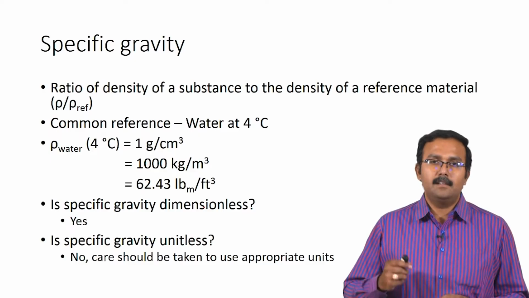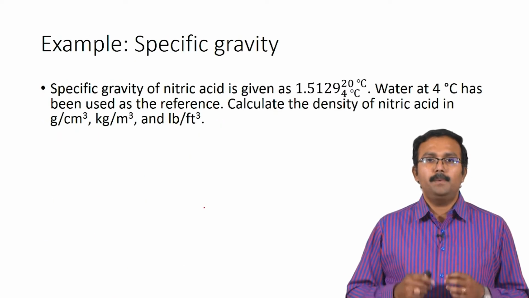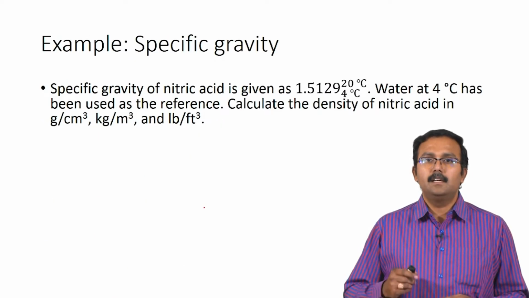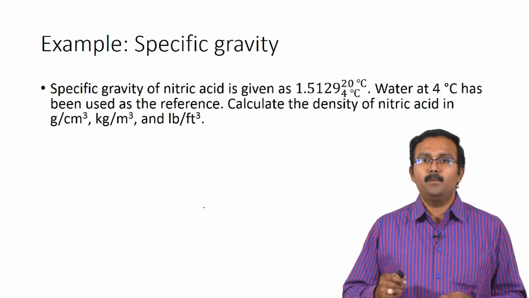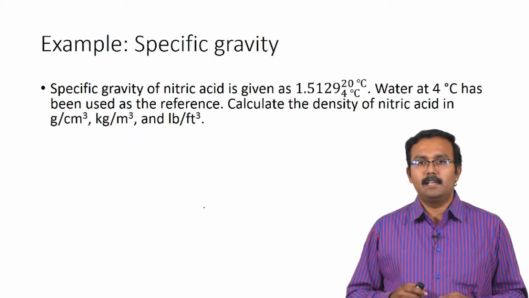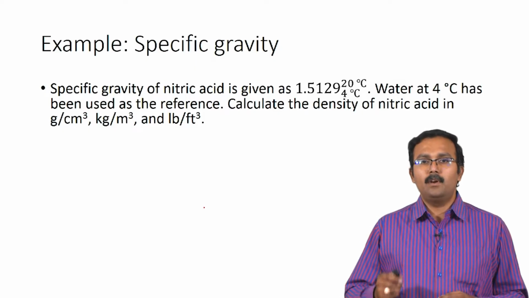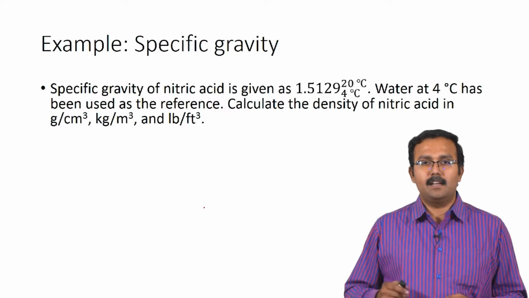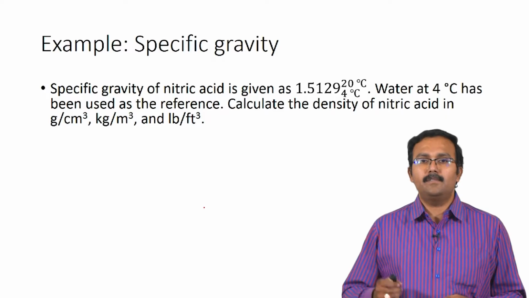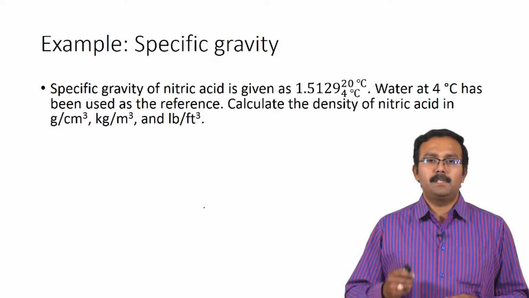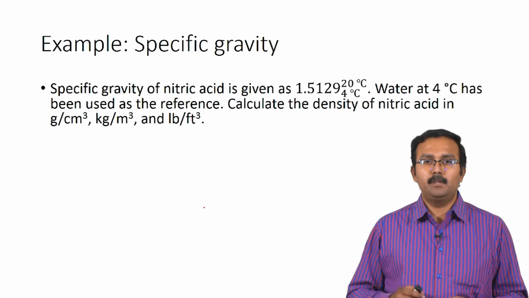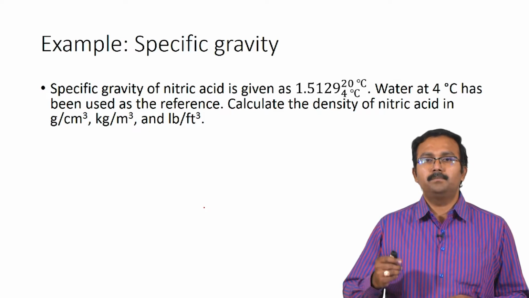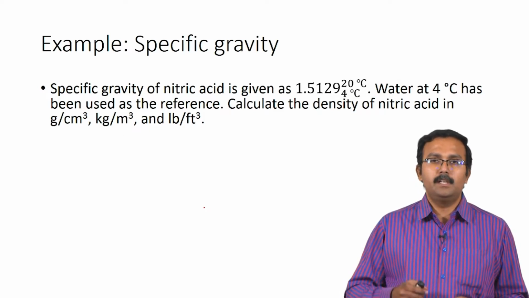To illustrate this, let us try an example problem. Specific gravity of nitric acid is given as 1.5129 at 20 degrees Celsius over 4 degrees Celsius. Water at 4 degrees Celsius has been used as the reference. Calculate the density of nitric acid in grams per centimeter cube, kilograms per meter cube and pound per feet cube. So, the pound used here is pound mass.